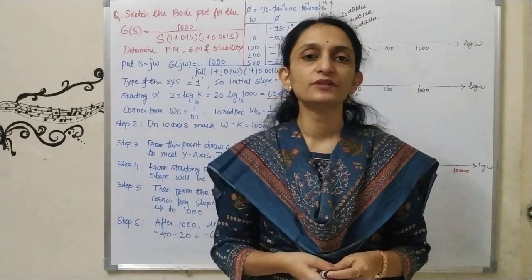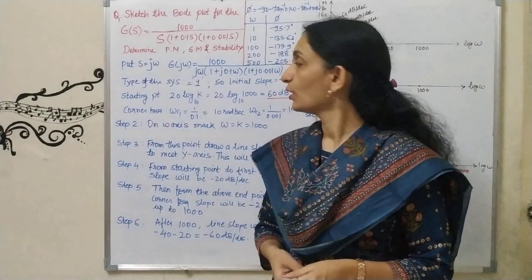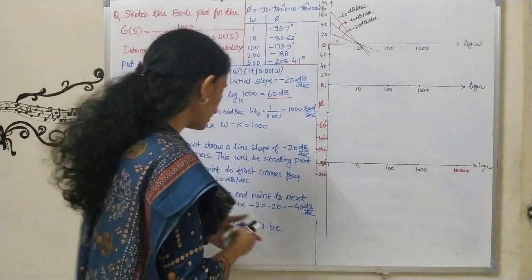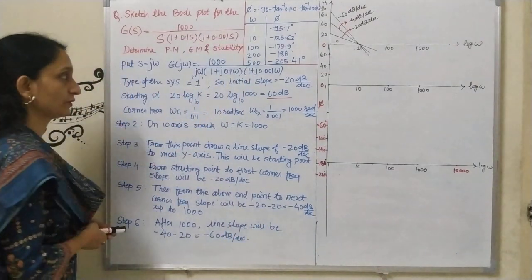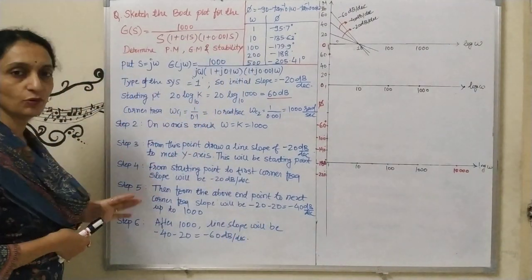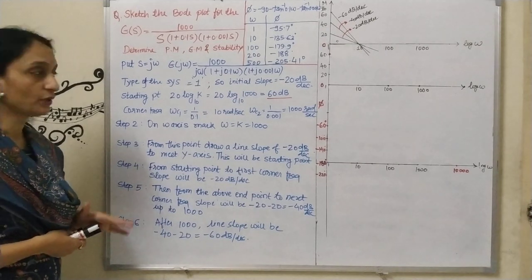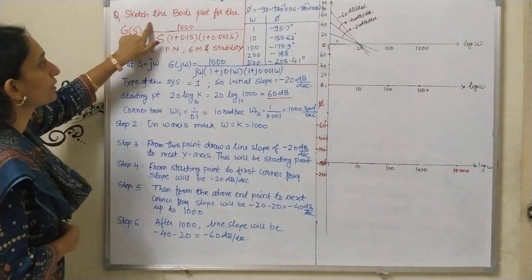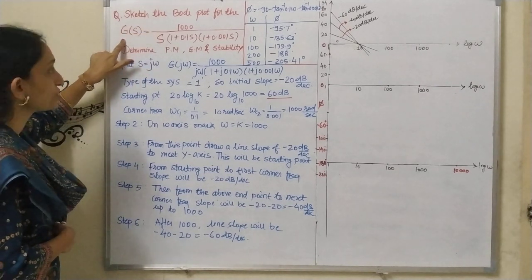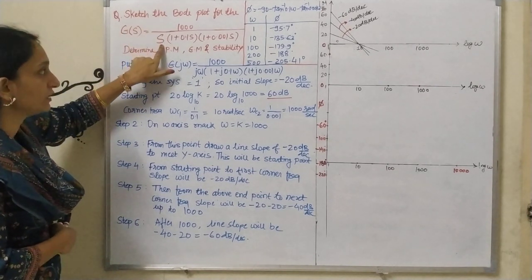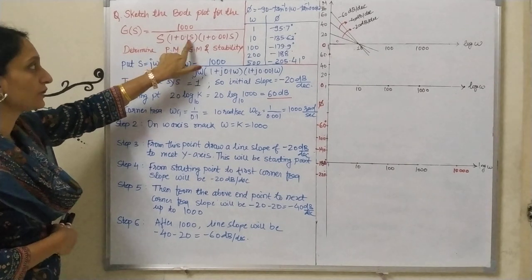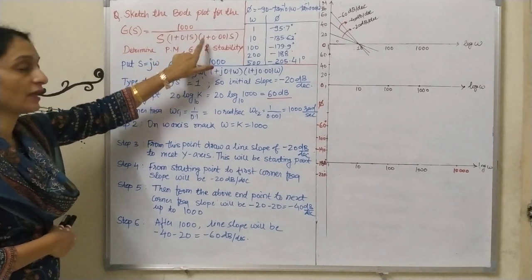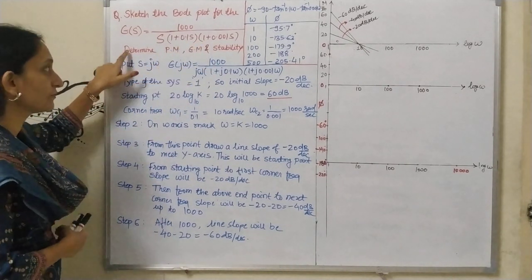Hello students, now we will start the numerical on type 1 system, to draw the Bode plot for a type 1 system. I have taken the same numerical, only I have added one pole at origin. Sketch the Bode plot for the transfer function G(s) = 1000 upon s(1 + 0.1s)(1 + 0.001s).